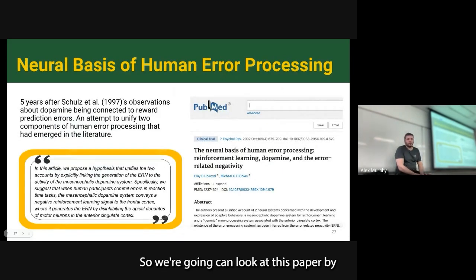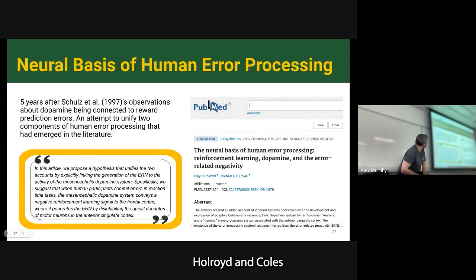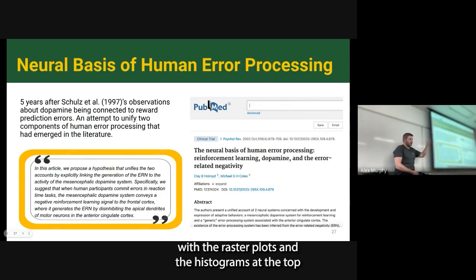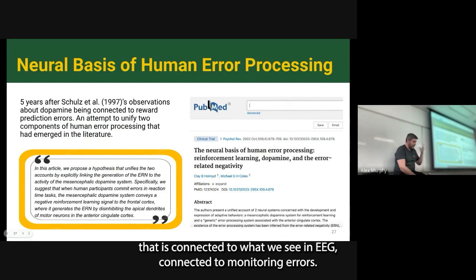So we're going to look at this paper by Holroyd and Coles. So 5 years after Schultz had his monkey experiments that we saw with the raster plots and the histograms on the top, there was an observation that is connected to what we see in EEG, connected to monitoring errors.